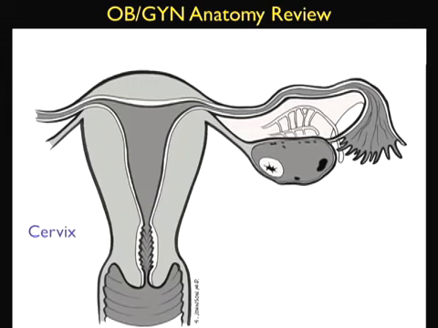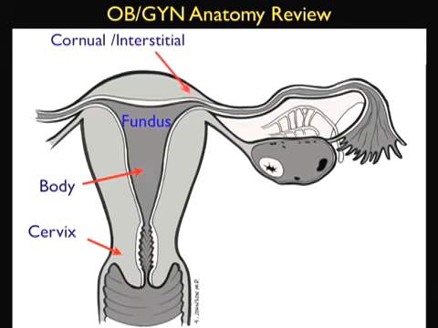Here's an illustration going over a quick review of the OBGYN anatomy. Here we see the uterus to the left and the adnexa to the right. Recall the areas of the uterus as seen to the left: the lower cervix, the intermediate body, and the upper fundal region. Now we define an intrauterine pregnancy as being located within the fundal region of the uterus.